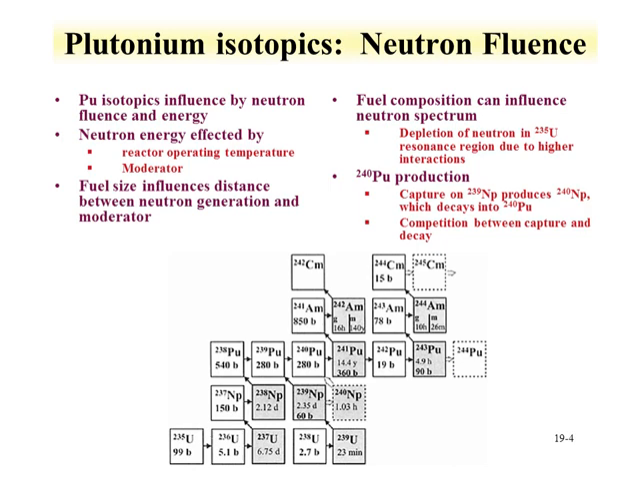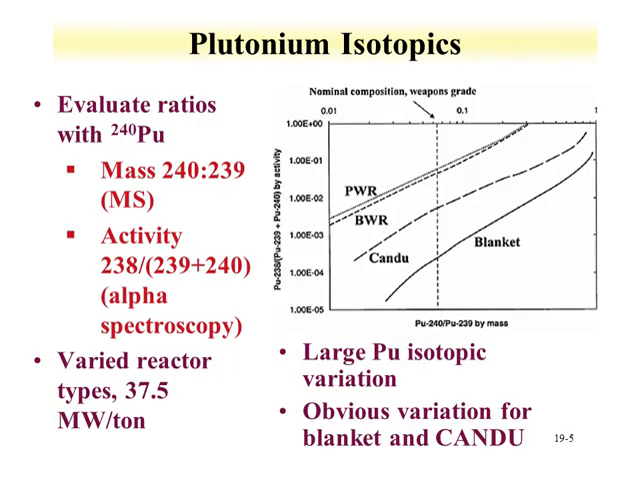So this system has many components and is fairly complicated. A key signature that can be obtained from plutonium isotopics is an evaluation of the reactor type that was used to produce the plutonium. This is achieved by evaluating ratios with plutonium-240. For instance, the mass ratio between plutonium-240 and plutonium-239 can be evaluated. This is usually done with mass spectroscopy. And then the overall activity of plutonium isotopes, where the plutonium-238 is measured and plutonium-239-240 alpha spectroscopy data is provided, and a ratio of the 238 to the 239 plus the 240 is used.